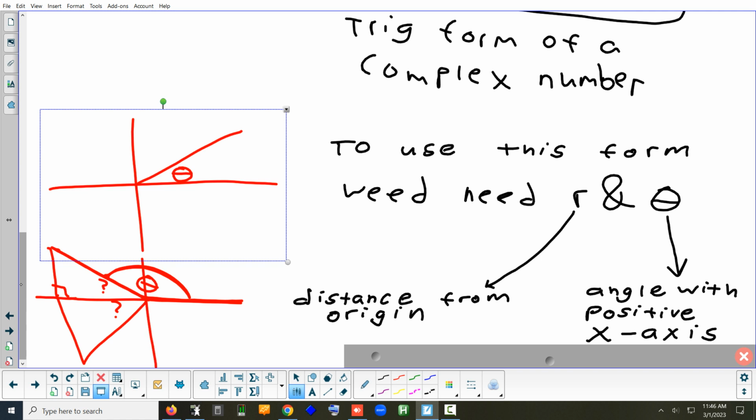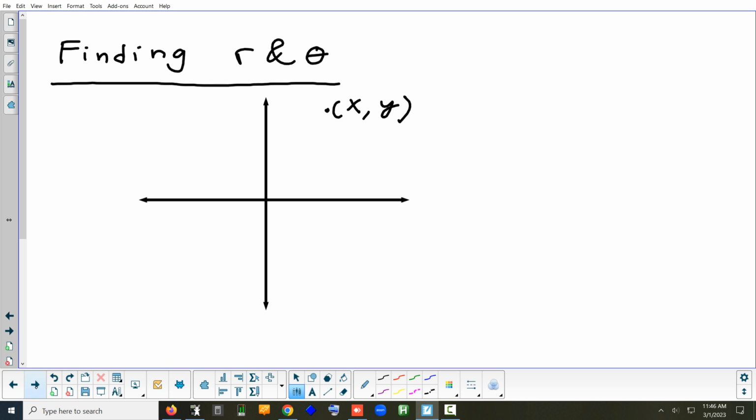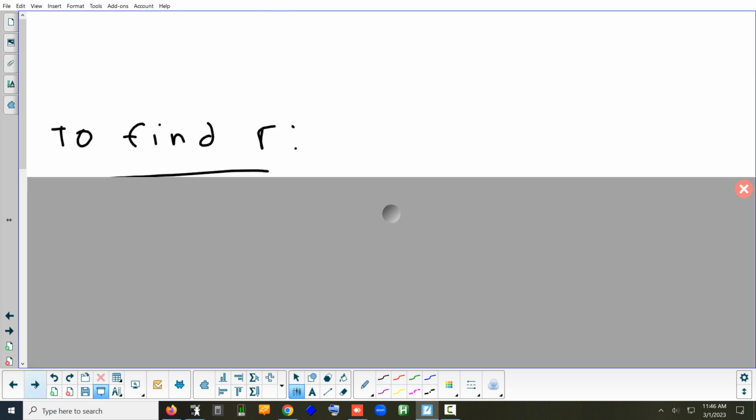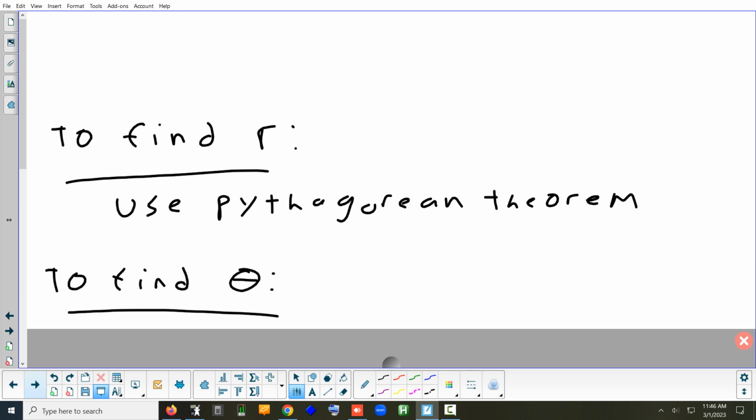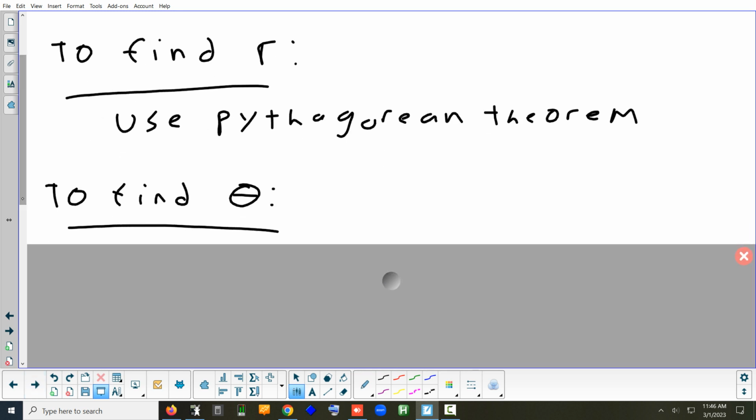So we're going to practice converting a few numbers from standard form to trig form. Okay, we already went through that. So to find r, you're going to use the Pythagorean theorem. And I told you to find theta, you'd have to use inverse trig. What I didn't tell you is which inverse trig function. We should kind of think about that now.